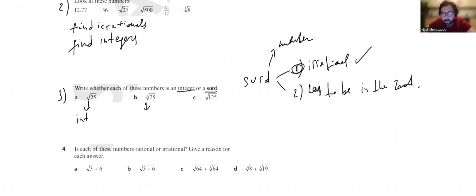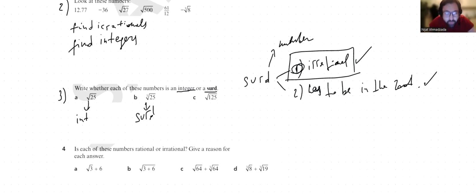Is it in the root? Yes, it is. Cube root. So it is in the root, so that is a surd. Every surd is irrational, right? Because the first condition to be a surd is being irrational. So every surd has to be irrational.